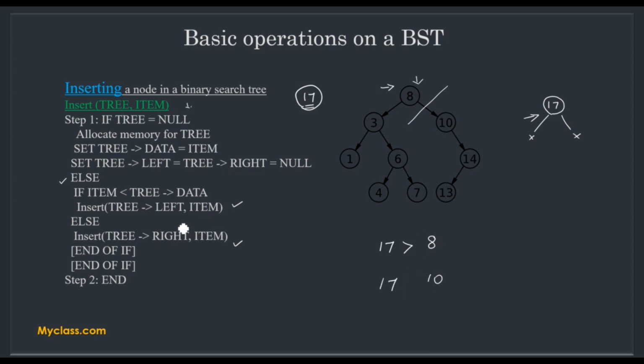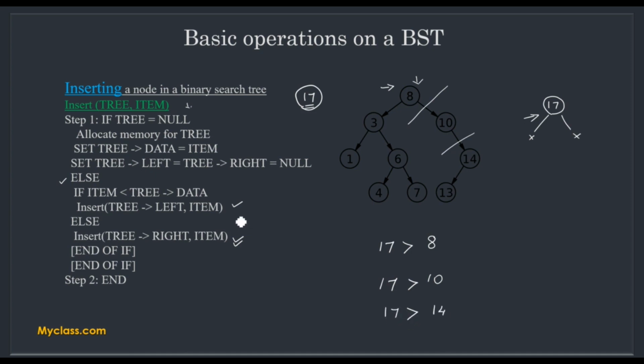The condition we want to check is whether 17 is less than 10. No, it is greater than 10, so again the else part is going to work. So we have reached here. Again the insert procedure will call with tree and item. So again our tree is now 14 and our item is 17.